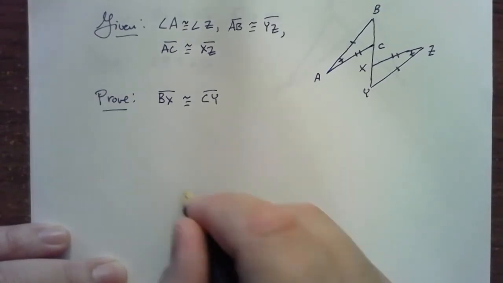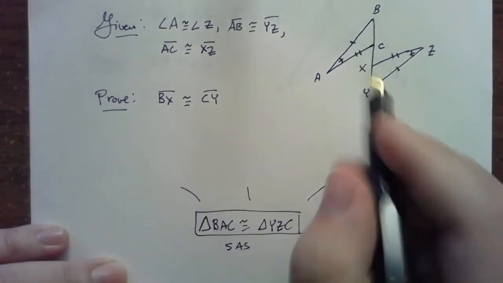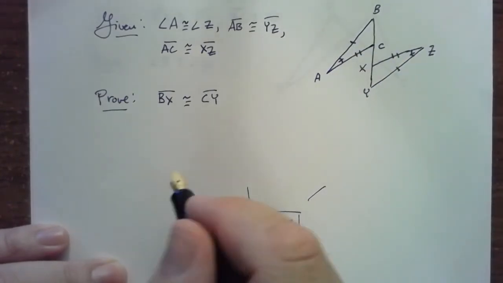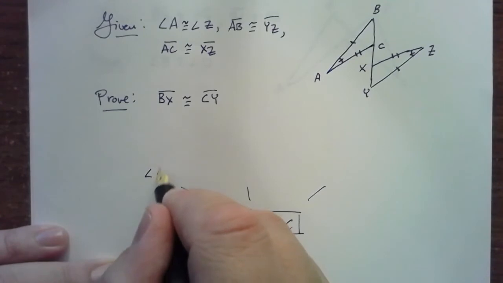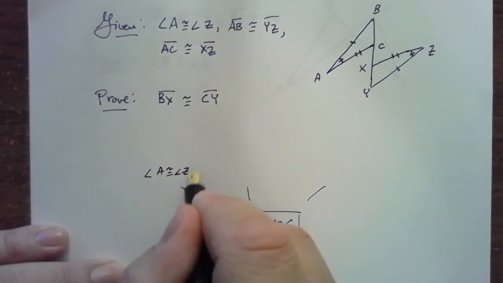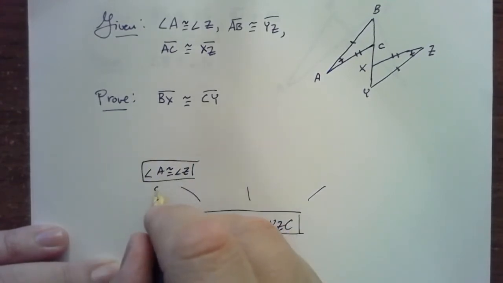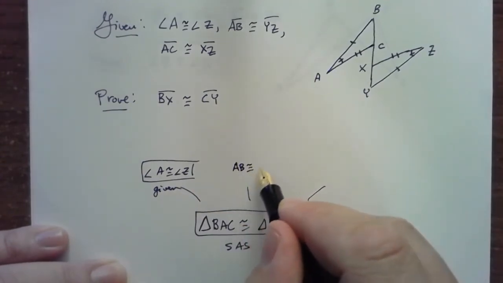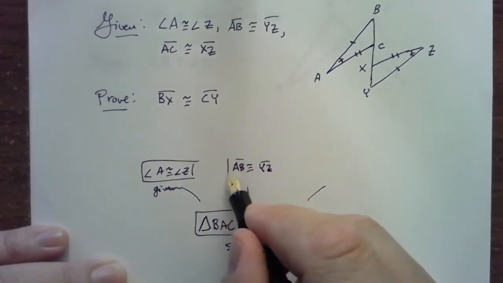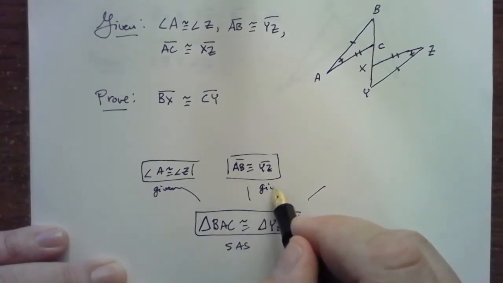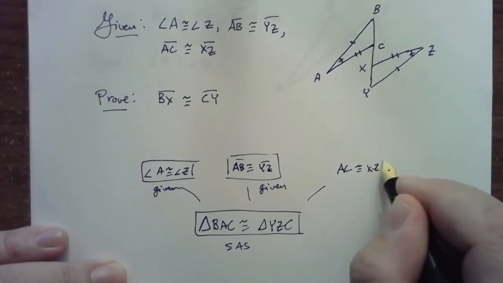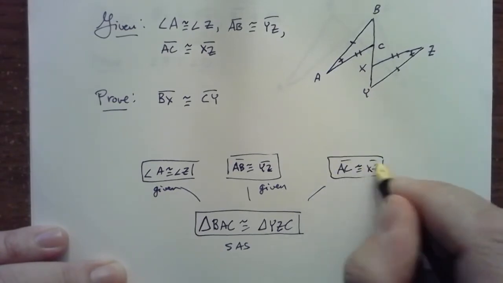This will be SAS, and here all three of my congruences in the SAS package are just givens. So this is pretty straightforward. I have angle A congruent to angle Z. That's a given. AB is congruent to YZ. That's a given. And AC is congruent to XZ. That's a given.